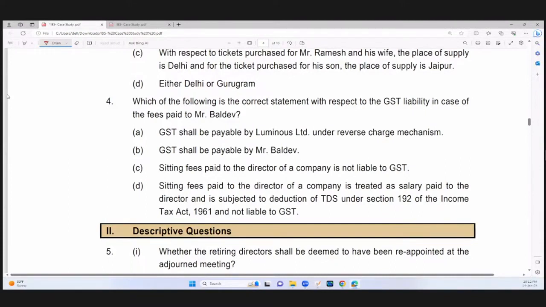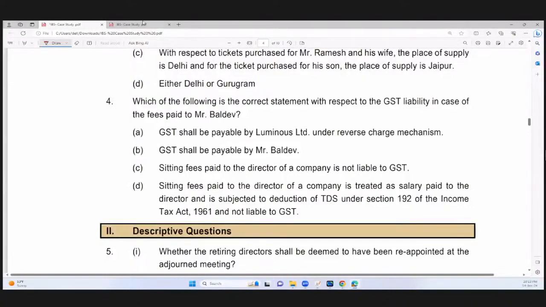तो जीएसटी क्या ऑप्शन है हमारे पास, आप देख सकते हो. जीएसटी शेल बी पेबल बाय ल्यूमिनस लिमिटेड अंडर रिवर्स चार्ज मैकेनिज्म. तो फॉरवर्ड चार्ज में नहीं होता स्टूडेंट्स, ये रिवर्स चार्ज यहां पे लग जाता है. और उसका पेज नंबर आप देखोगे तो आपको मिल जाएगा, रिवर्स चार्ज के टॉपिक के अंदर भी वहां पे आपको मिलेगा. जीएसटी शेल बी पेबल बाय ल्यूमिनस लिमिटेड अंडर रिवर्स चार्ज मैकेनिज्म.